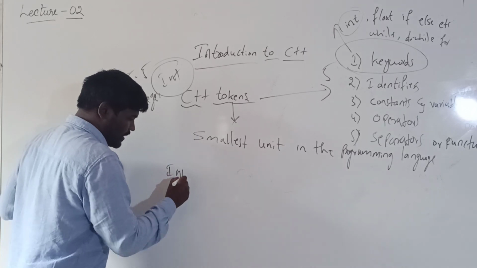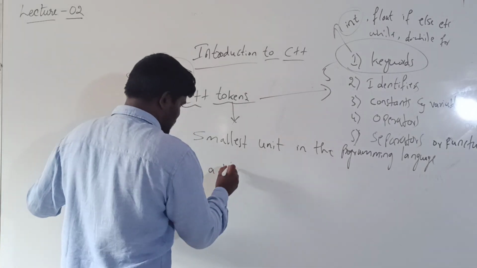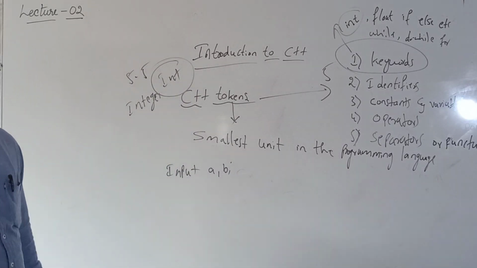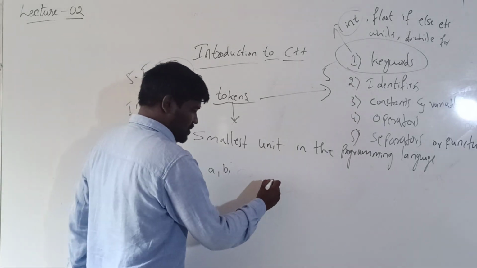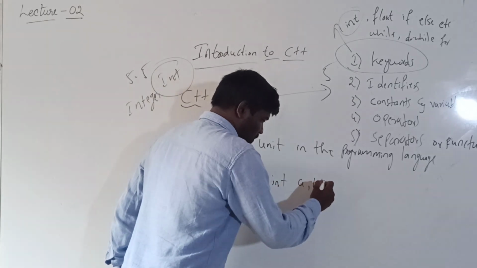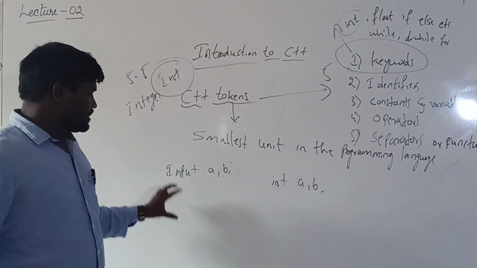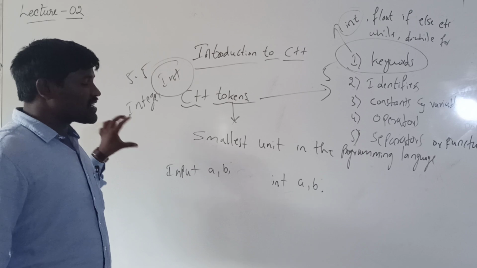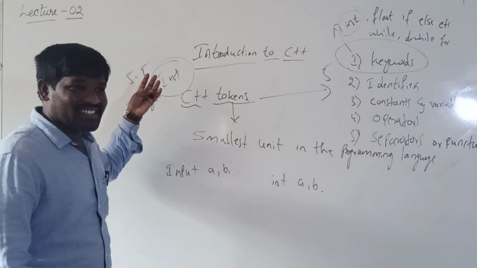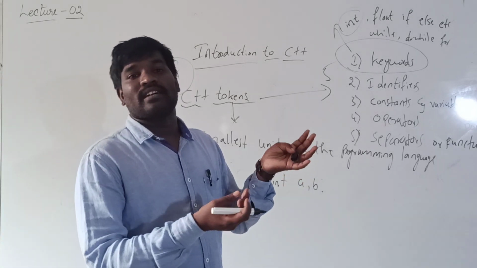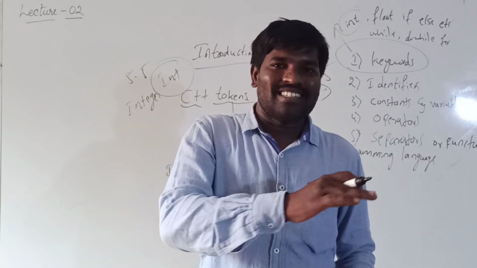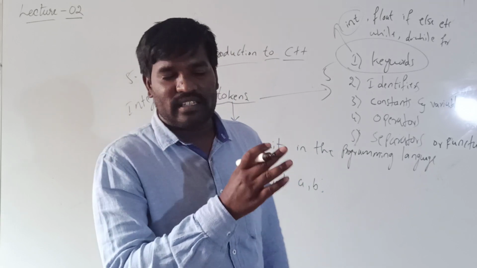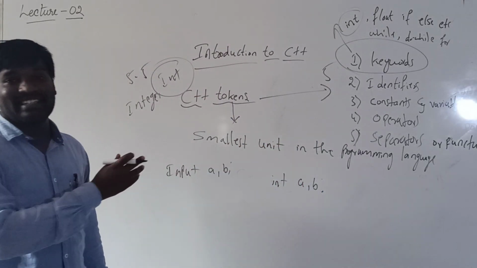For example, input a comma b. Here a and b act as variables. But in the programming language, instead of writing input, I can write int of a comma b, because in the algorithm it is not definite. Generally, we define an algorithm loosely, but in a programming language we have to clearly define each and everything.